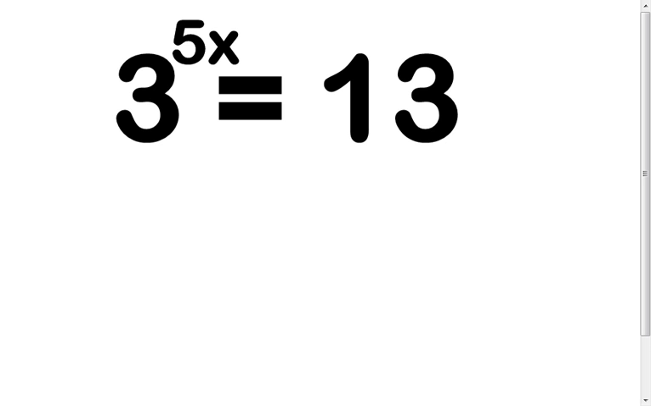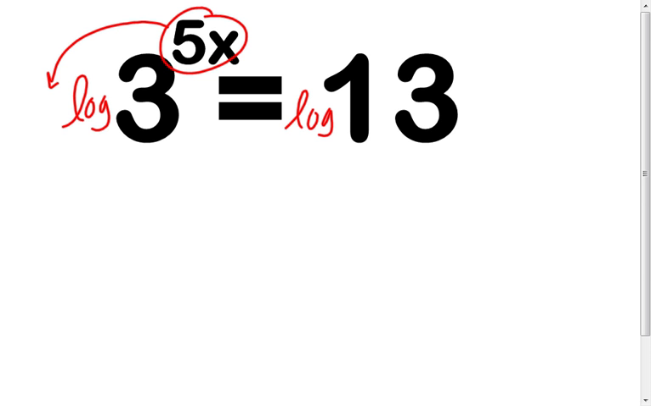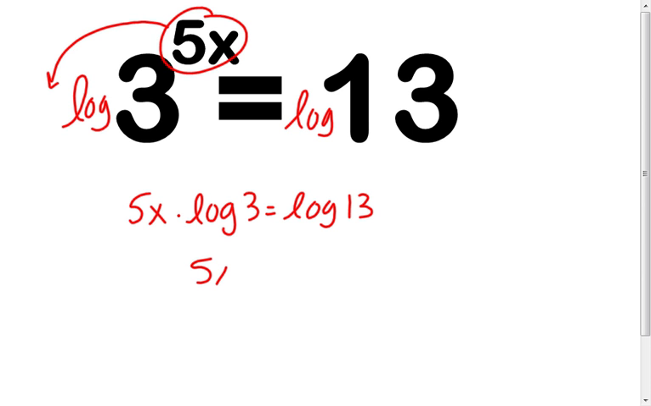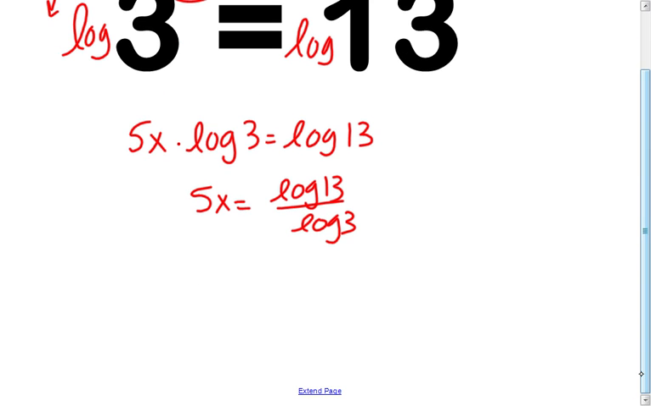Again, I can't get these in common bases, so I am going to put a log in front of both of those. And then this 5x has to come out in front. I probably don't even really need to do this problem, but I will do it quick. I'm going to do it really super fast. So I have 5x times log of 3 equals log of 13. And of course 5x equals log of 13 divided by log of 3. And then of course to solve for x I need to divide that by 5 yet. So I'm going to divide that whole quantity by 5. Okay? And when I do that, x comes out to be about 0.467.